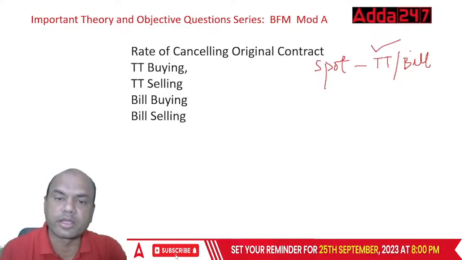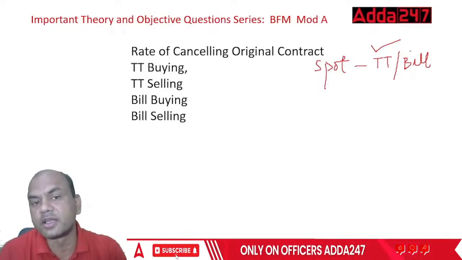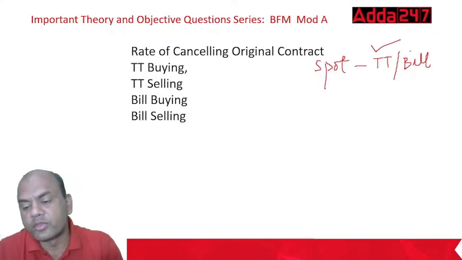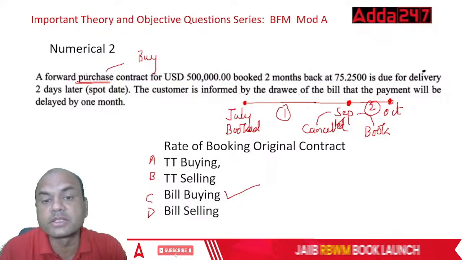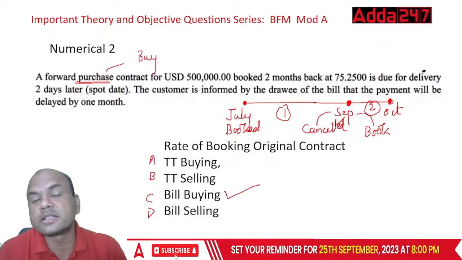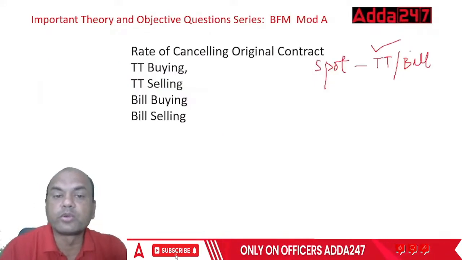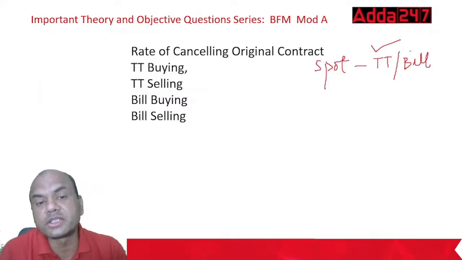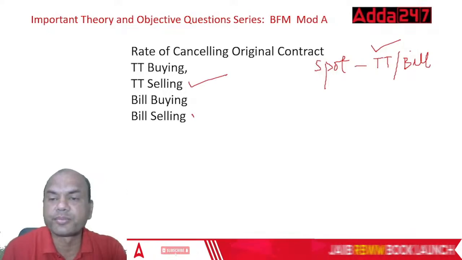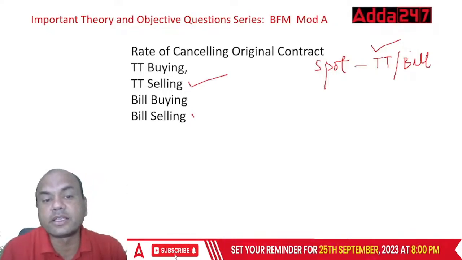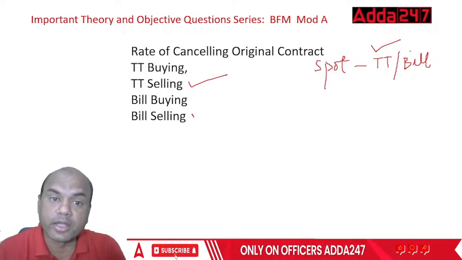So TT is okay. So now these two are out. TT is only in. TT buying or TT selling. Now I'm cancelling the contract. So if the contract was booked at what rate? It was booked at the buying rate, right? So originally it was booked at buying rate. So cancellation will be done at what rate then? Will it be buying or selling? So if I do something at buying, I'll have to cancel that using selling, right? So I'll be using this TT selling rate, right? So the answer will be TT selling rate over here. Okay, cancelling is always done at the reverse rate of the booking.